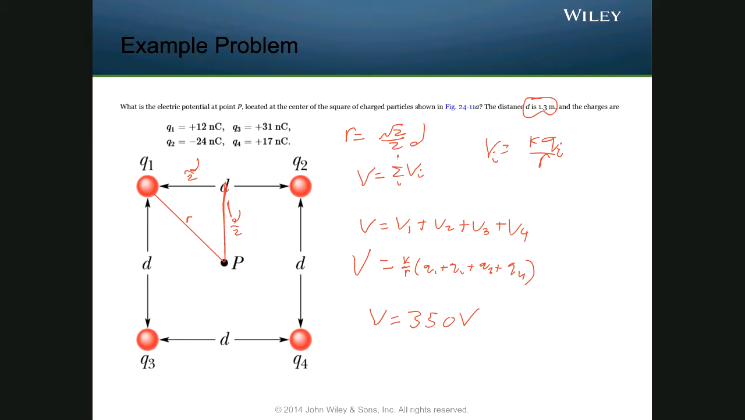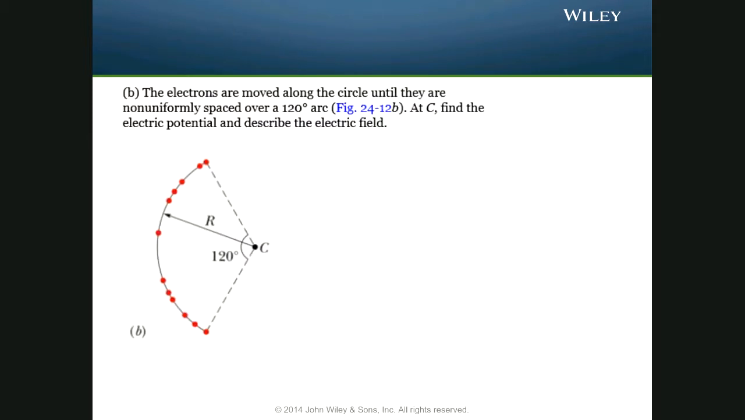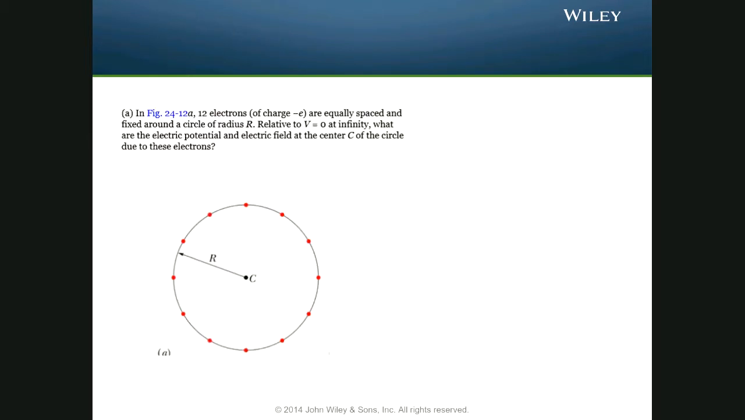Okay? So I want you to look at this circularly distributed bit of charge. Notice these are electrons, so they have a charge of minus e, right? They're equally spaced and fixed around a circle of radius R, relative to V equals 0 at infinity. That means V equals 0 way over here, and these are the voltages to bring them in. Now, what are the electric potential and electric field at the center of the circle?